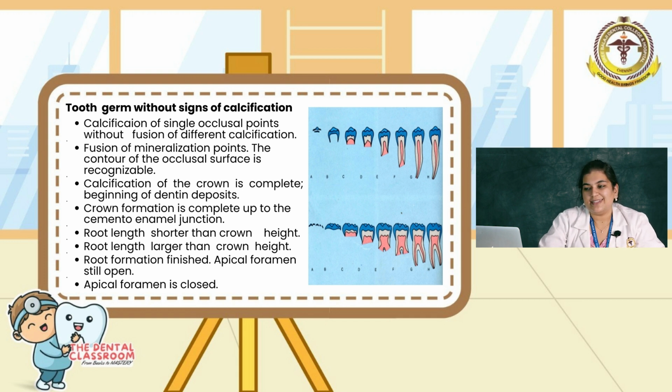The next, stage C, is wherein the calcification of the crown is complete. So the calcification of enamel is complete and the dentin is starting to form. Stage D, wherein the crown formation is complete up to the cemento-enamel junction. Your dentin and enamel are all formed up to the CEJ of the tooth.